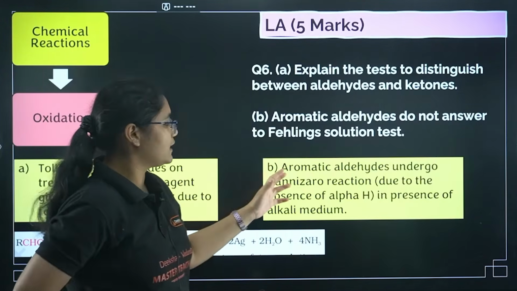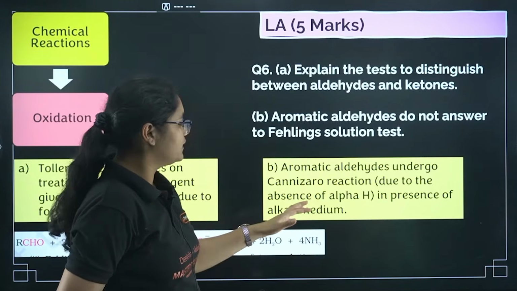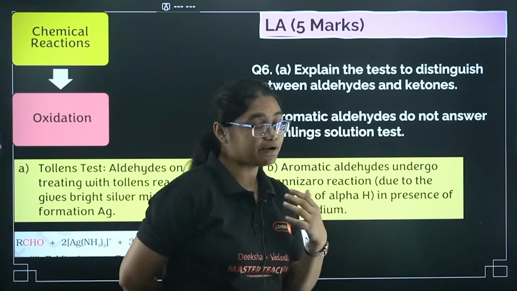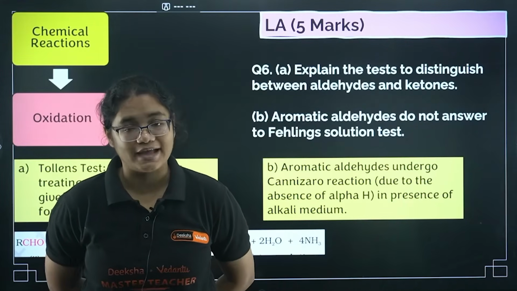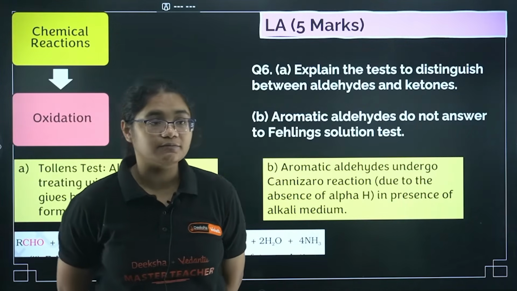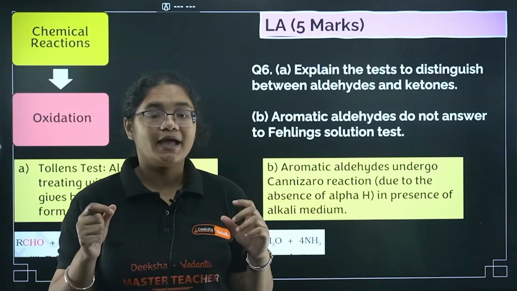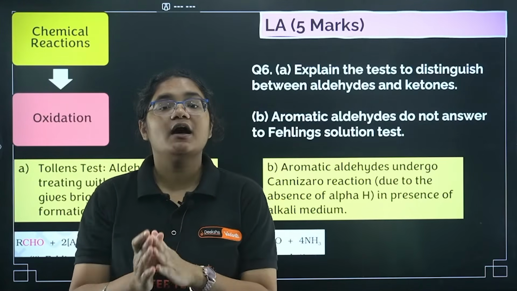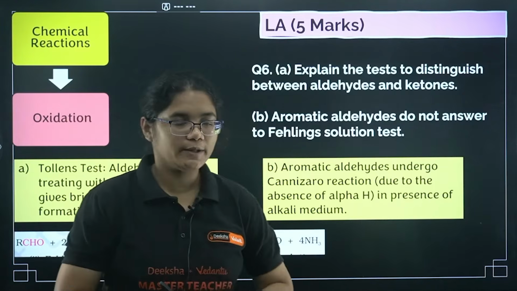Next we have aromatic aldehydes undergo Cannizzaro reaction, due to the absence of alpha H, in the presence of alkali medium. So when aromatic aldehydes are there, they do not undergo this Fehling's reaction because, if you know, the Fehling solution provides you an alkaline medium, and in that this compound, this reactant, undergoes Cannizzaro reaction and not the Fehling's test, okay.